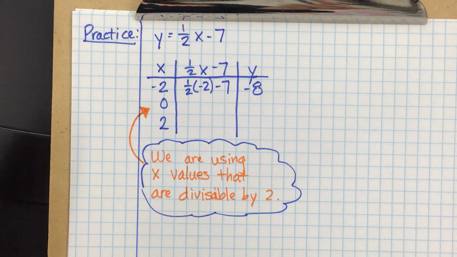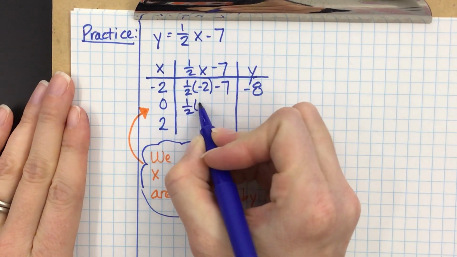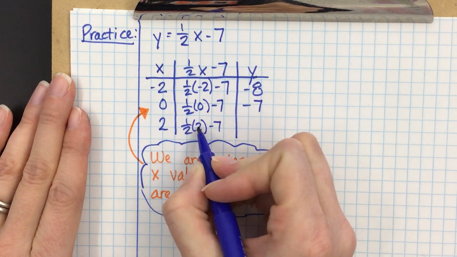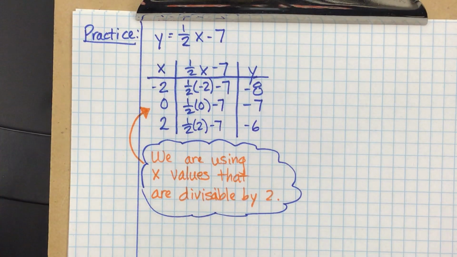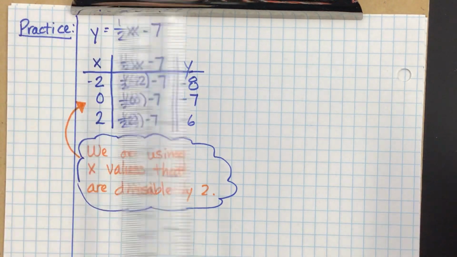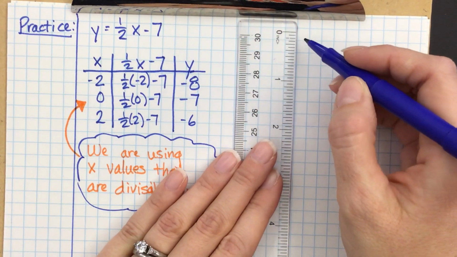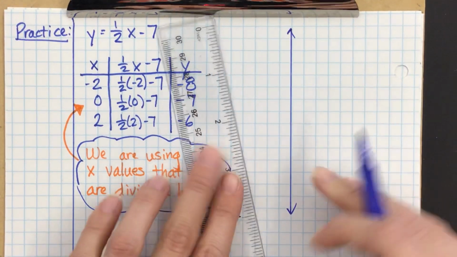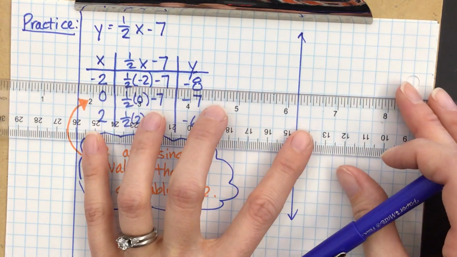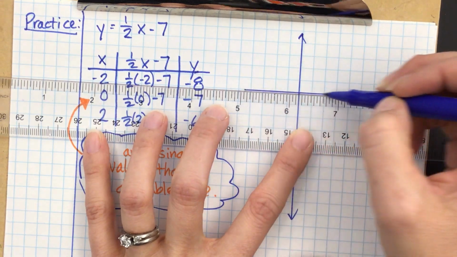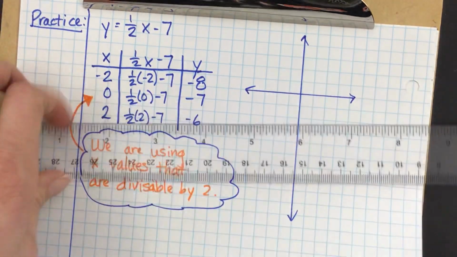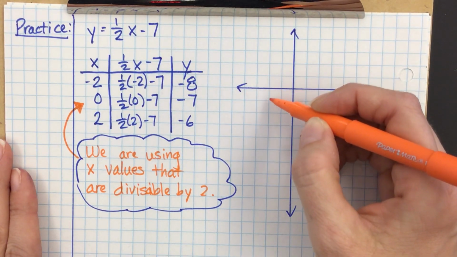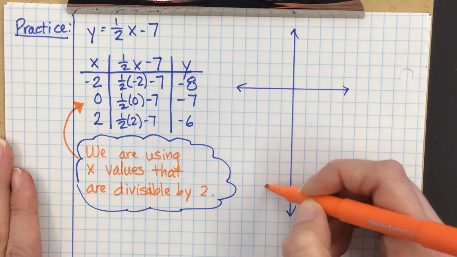Okay, I'm going to start working on this while you guys are working on this so we can check and see how you're doing. This is -2, -8.